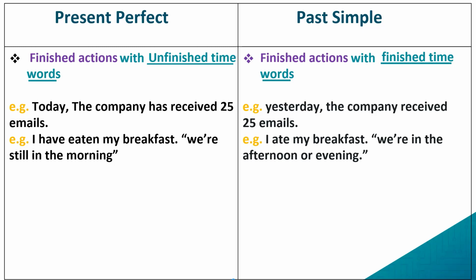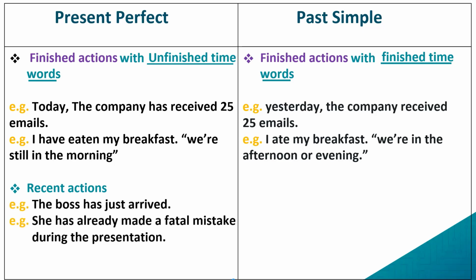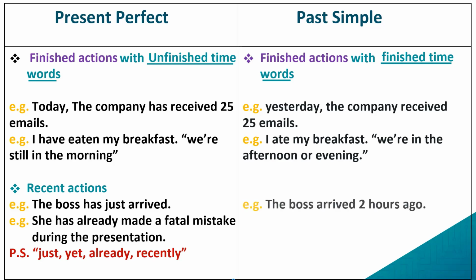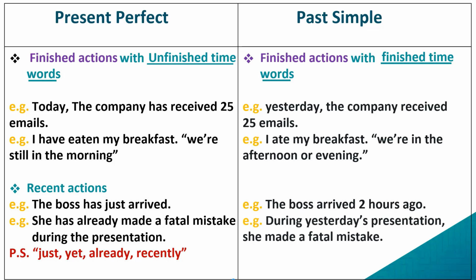Present perfect also describes recent actions. The boss has just arrived. She has already made a fatal mistake during the presentation, and that's why in this case we can use some keywords like just, yet, already, or recently. But when it comes to past simple, it will be an action with a past time word, like the boss arrived 2 hours ago, or during yesterday's presentation she made a fatal mistake.